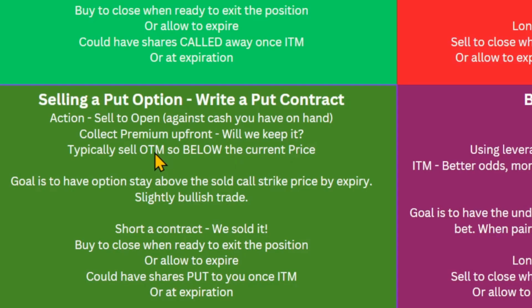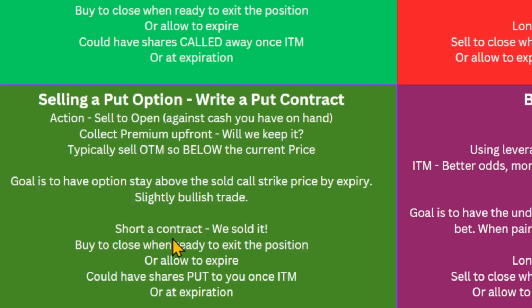But the general concept is buy at a lower price, right? So that's the idea. Now, the goal is to have the option stay above the sold strike price by expiration. So we hope if we sell that $95 strike price that it stays above that. So I say slightly bullish trade. If you're going to sell a put option, you must think that this particular stock is going to go up in value a little bit or maintain its value. You definitely don't think it's going to go down a bunch or you wouldn't do this trade.